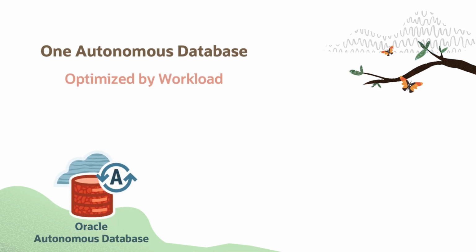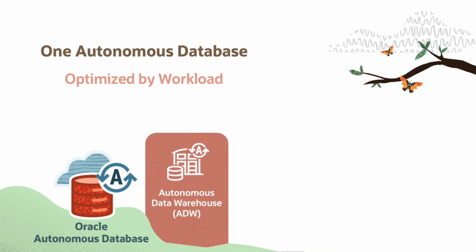The first of the type is Autonomous Data Warehouse, abbreviated as ADW, and is designed for analytical workloads. Specifically, it is meant for building your data warehouse, data marts, data lakes, and machine learning workload use cases.